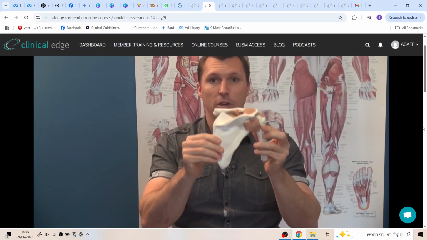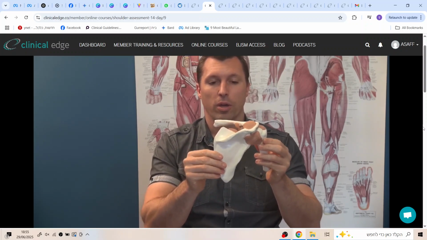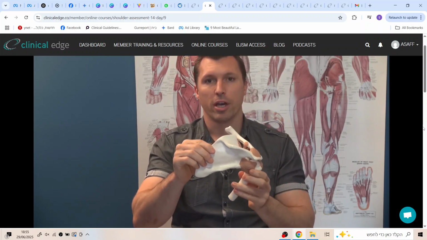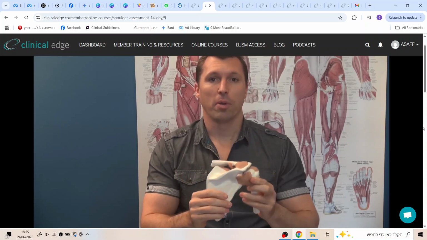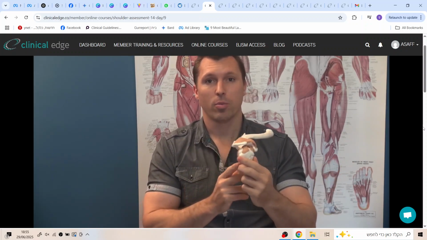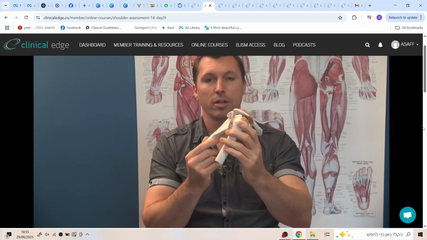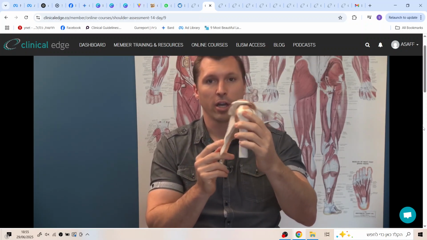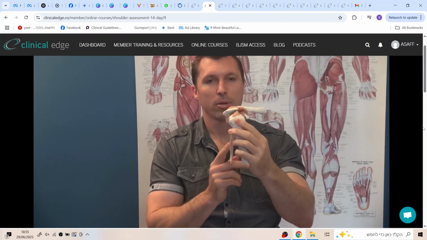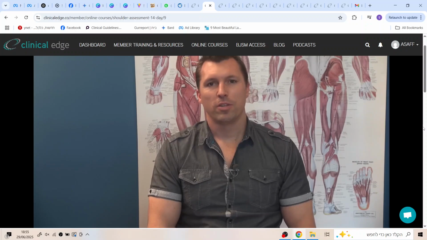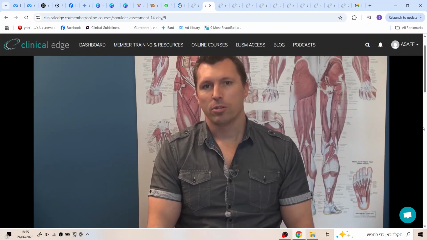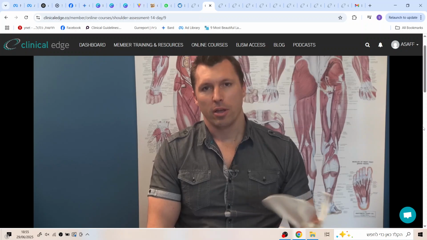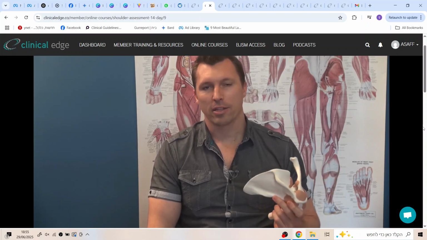You can get elevation or depression of the scapula. You can have upward rotation and downward rotation of the scapula. And then you can have combinations of all of the above. The last one is that you can have anterior rotation of the scap with a prominent inferior angle or posterior rotation of the scap. So we've started to identify some physiological movements of the scapula, but now we're interested in what happens to the scapula, its passive range of movement, and also what it does actively as well.